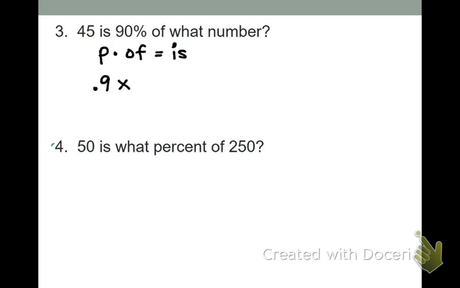Okay, since we don't know it, it's an X. Jakari, what's my is? 45. Good job. My whole goal is to get X by itself. Addison, how do I do that? You divide by 49. Oh, wait.